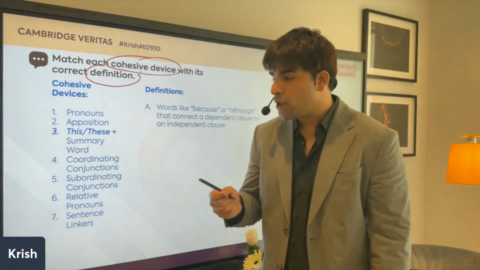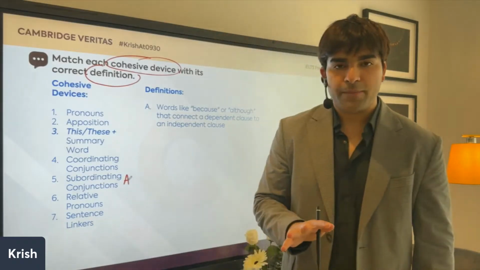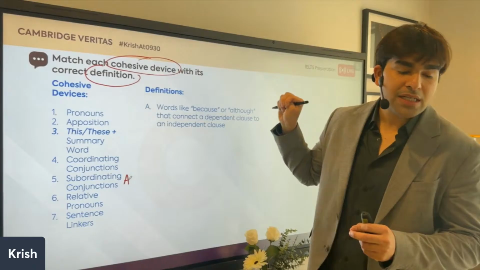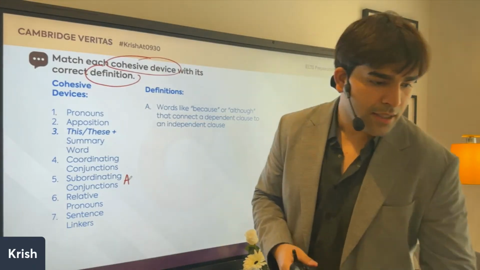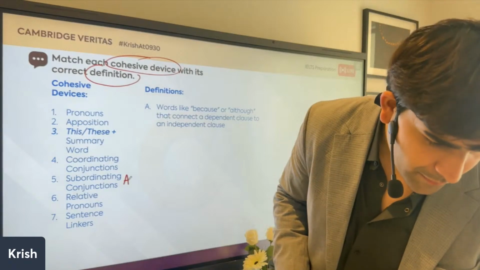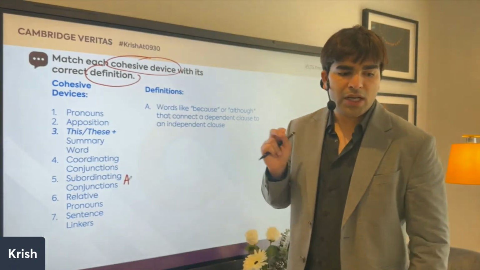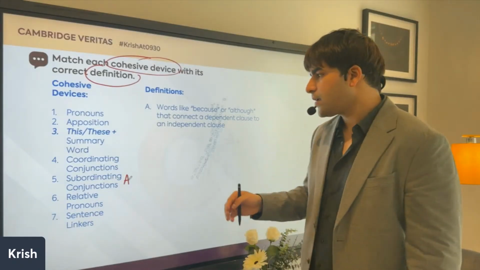Ladies and gentlemen, we call it subordinating conjunctions. I repeat once again, these words because and although are called subordinating conjunctions. Okay, let's look at some answers here. Five, it is five. Wonderful, superb. Now let's move to definition number B.